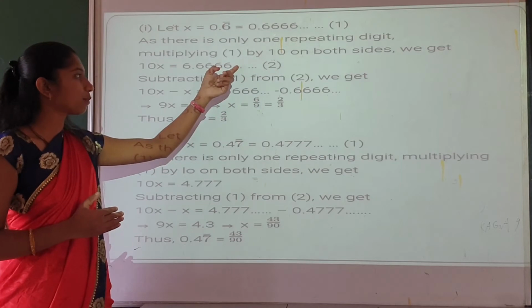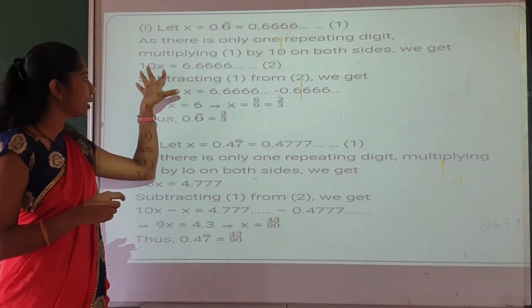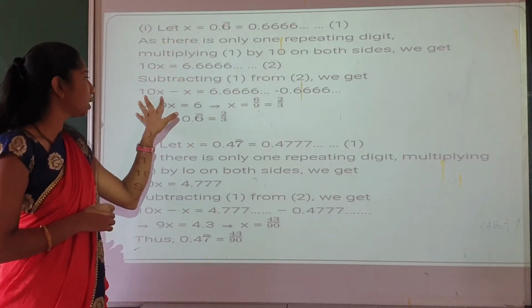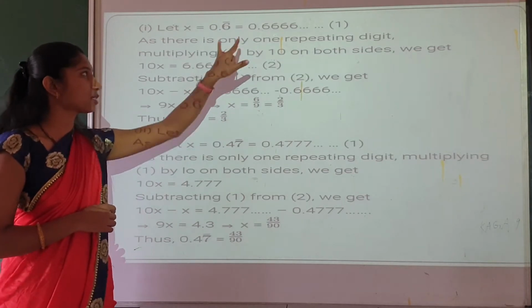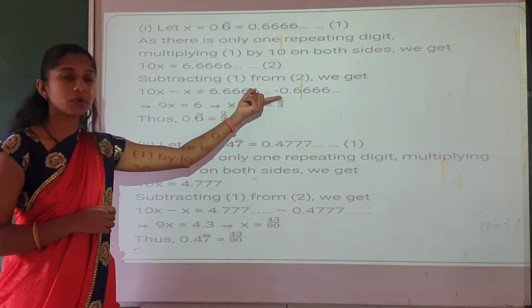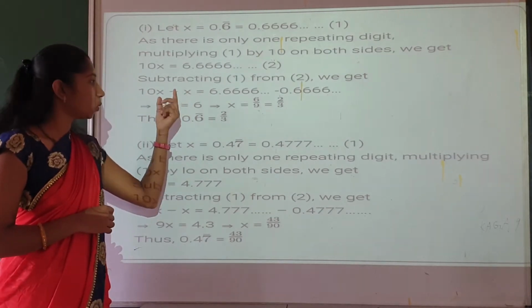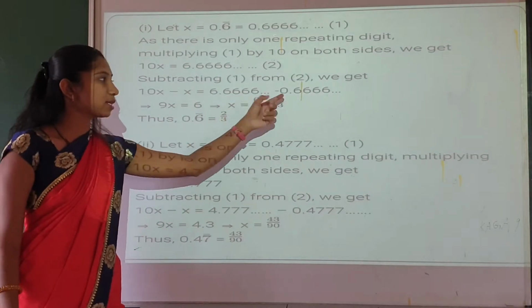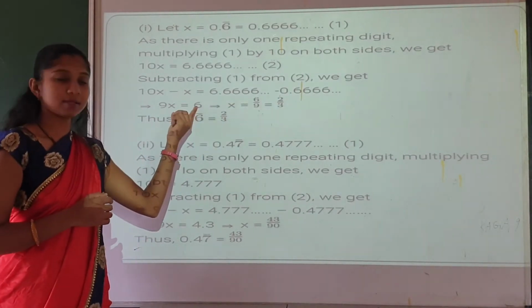Take the left hand side of equation number 2 first: 10x. What is the left hand side of equation number 1? x. Then the equation becomes 10x minus x. On the right side, 6.666 minus 0.666 you are going to get. 10x minus x is how much? 9x. Here only one x is there, so 10 minus 1 is 9x. 6.666 minus 0.666 means the answer becomes 6 here.